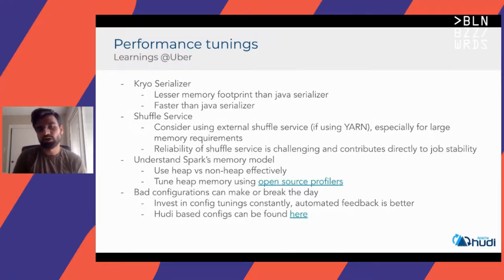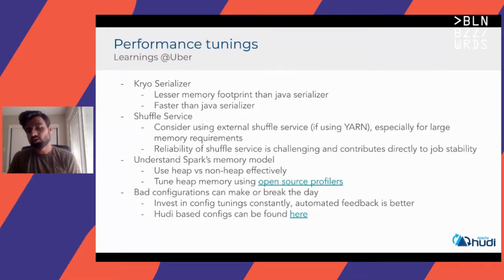The third thing I want to touch upon is Spark's memory model. Understanding how to effectively use heap versus non-heap is extremely important, as well as how you tune the heap memory that you use, which could be as naive as the executor memory that you have. How do you tune that? Because we've noticed that a lot of times people run Spark applications where there is a lack of understanding of whether the throughput of the job is high given the resources that the job has been provided. So Uber did implement an open source profiler to be able to profile your Spark jobs and to see if you're actually using the memory that you're giving to your Spark job.